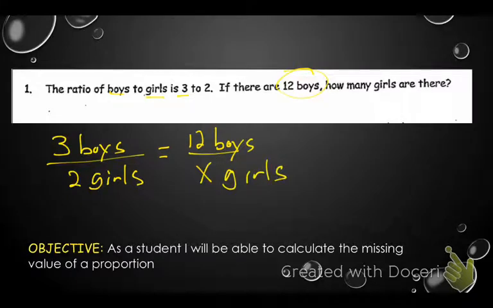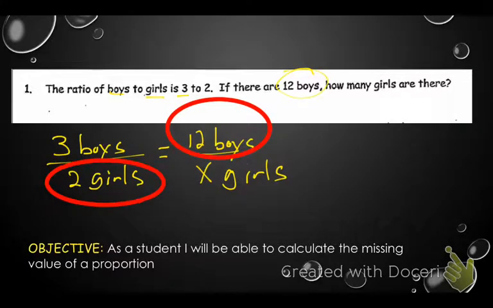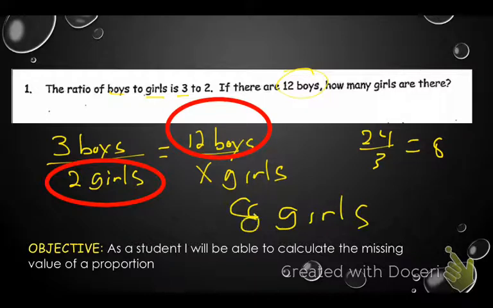Now, how do I solve? Well, really simple. I can cross multiply and divide, or I can do the traditional method. I'm going to go ahead and cross multiply. I'm going to cross multiply 12 and 2. Okay? 12 times 2 is 24, and 24 divided by 3 equals 8. So it should be 8 girls. Okay, my answer is 8 girls. Make sure you realize that's an 8. My answer is 8 girls. And that's how you do these.